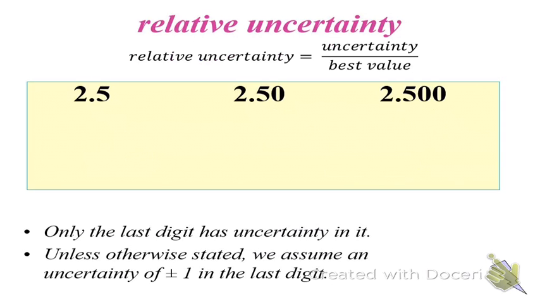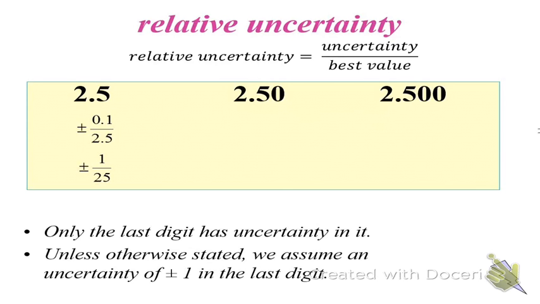Well, if we want to look at, relatively speaking, what we have going on in each one of those measurements, we can come up with the relative uncertainty by taking the uncertainty you saw on the previous slide and dividing it by the best value. So here's what it looks like for the first one. The uncertainty, plus or minus 1, divided by 2.5. You divide that out and you get 1 part per 25.